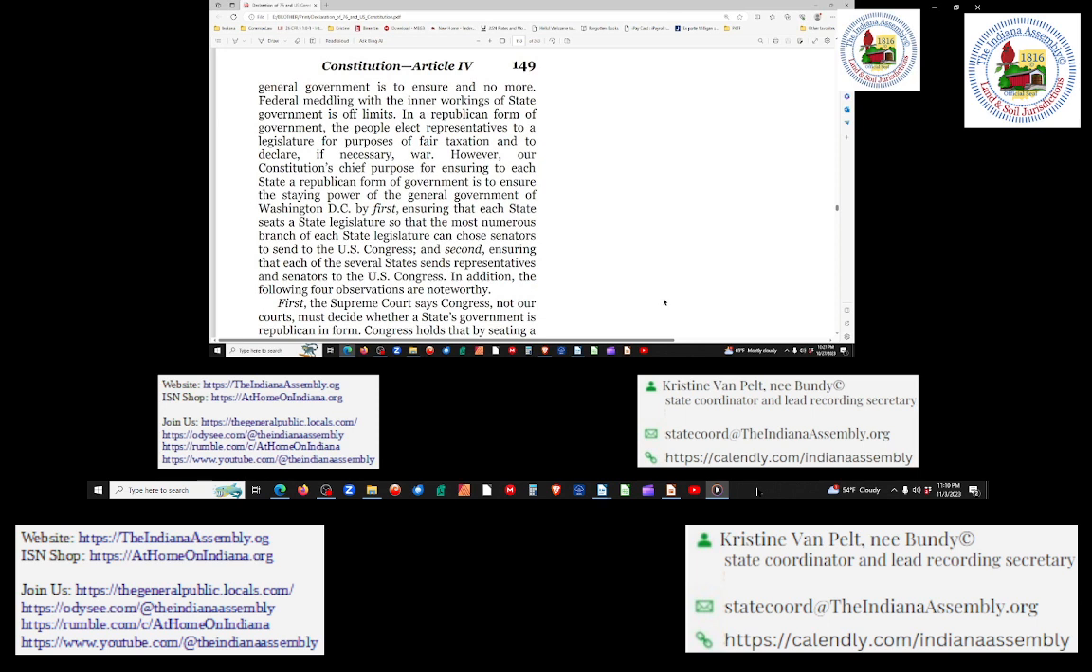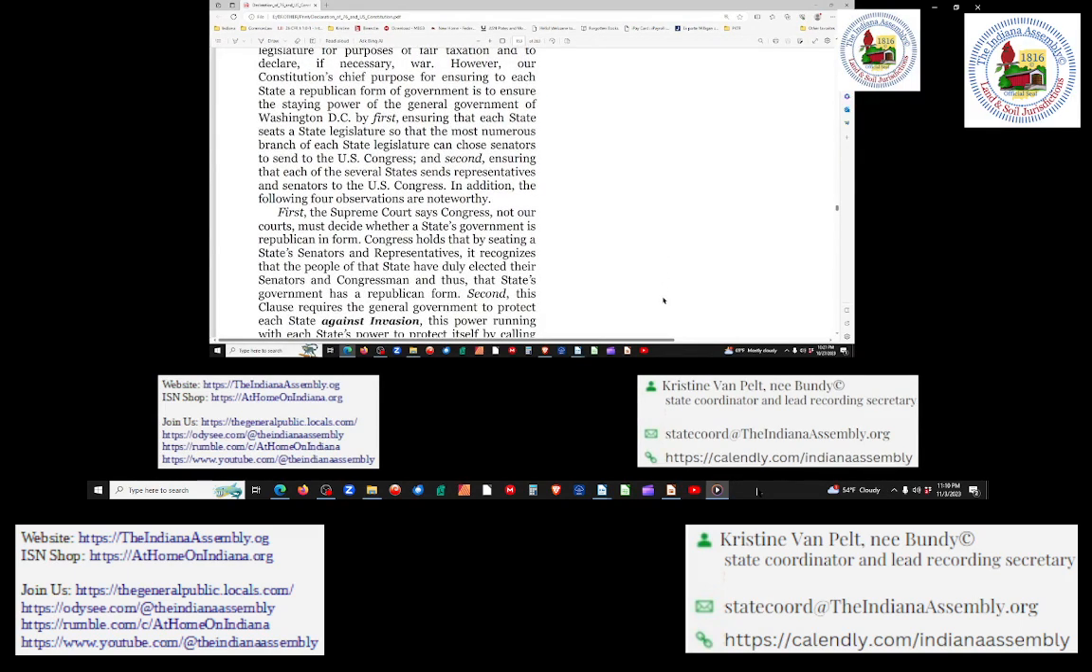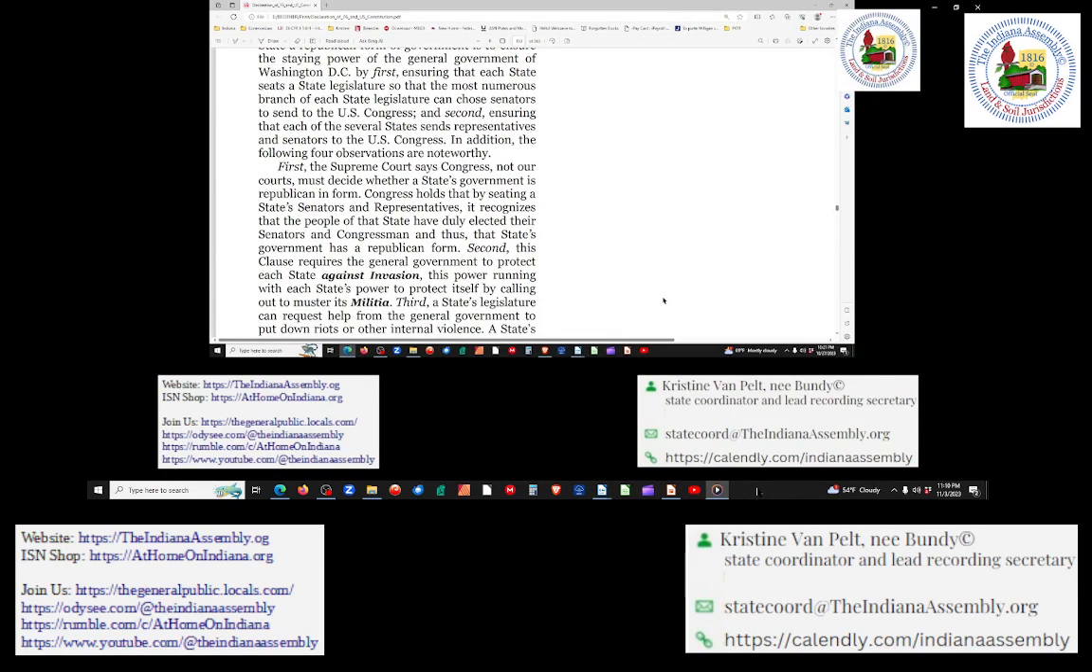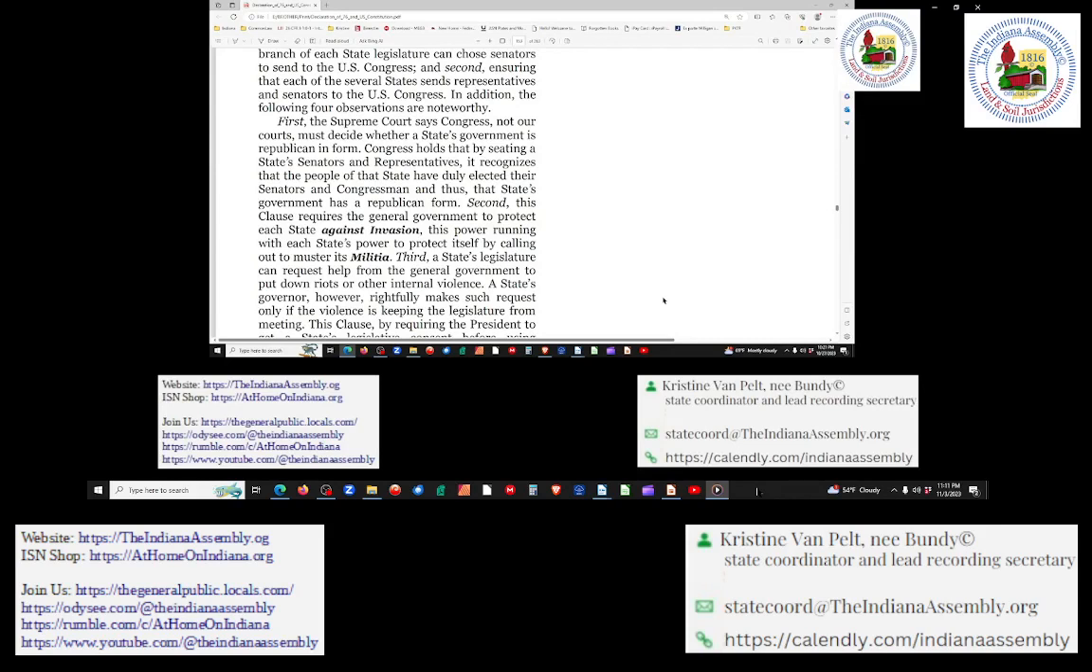However, our Constitution's chief purpose for ensuring to each state a Republican form of government is to ensure the staying power of the general government of Washington, D.C. by first ensuring that each state seats a state legislature so that the most numerous branch of each state legislature can choose senators to send to the U.S. Congress, and second, ensuring that each of the several states sends representatives and senators to the U.S. Congress. In addition, the following 4 observations are noteworthy.